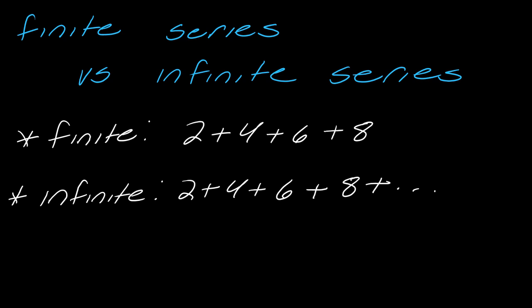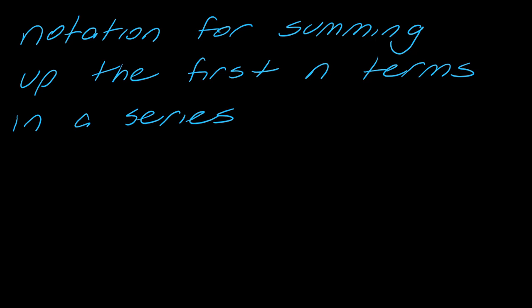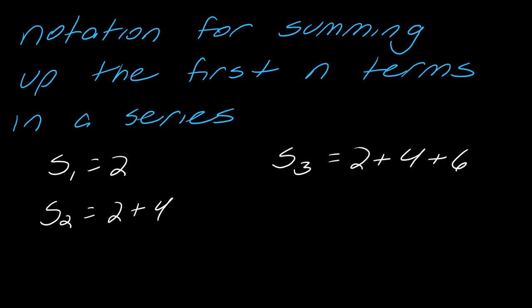One of the things we have to understand and discuss is notation for summing up the first n terms in a series. Using the same sequence I keep referring to, if I only wanted to sum up the first term, that would just be the first term, so that would be 2. For the first two terms, that would be the sum s sub 2, and I would add 2 plus 4. If I have s sub 3, now this is indicating that I need to add up 3 terms: 2 plus 4 plus 6.